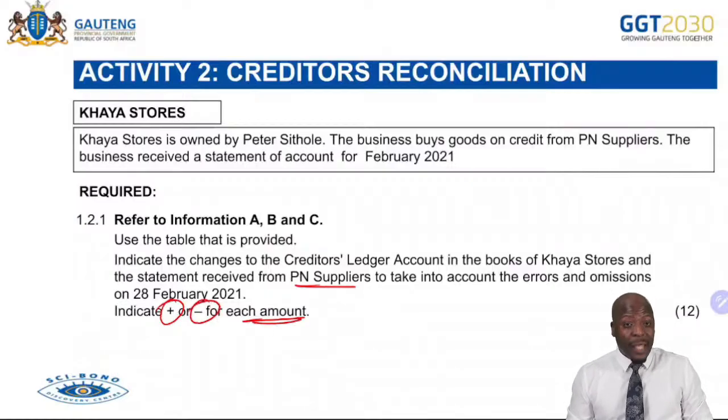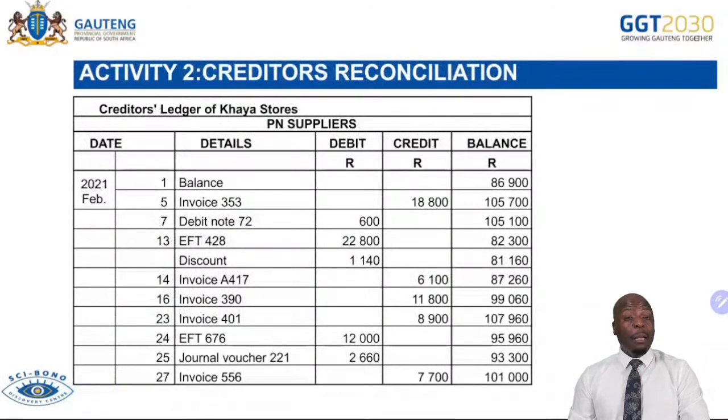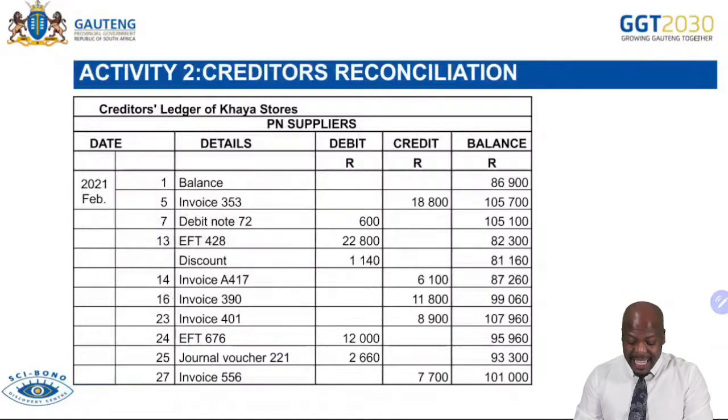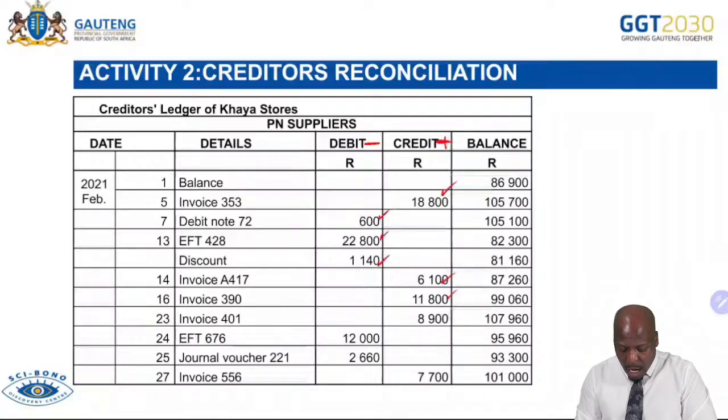Are you guys ready? Okay, if you're ready, let's go. All right, so here is the information. Very important that when you look at the creditors ledger, you understand that on the debit side of your creditors ledger, it is a minus. But on the credit side of the creditors ledger, it is a plus. Hence, you find your invoices here. Are we still together? And then your debit notes, your EFTs, your discount, and your invoices are all there.